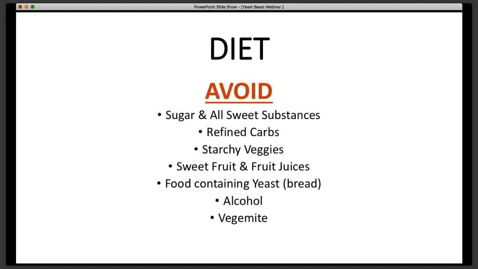So avoid sugar and all sweet substances: jam, honey, any type of sweetener, refined carbs, white bread, cakes, biscuits, etc. Starchy veggies: potato, pumpkin, sweet potato, carrots, as the body converts them fairly quickly into sugar. Sweet fruit and fruit juices, food containing yeast, such as bread, and alcohol and Vegemite. Particularly beer and alcohol. Some of the spirits are not as bad as the beer, but it's still better to avoid.